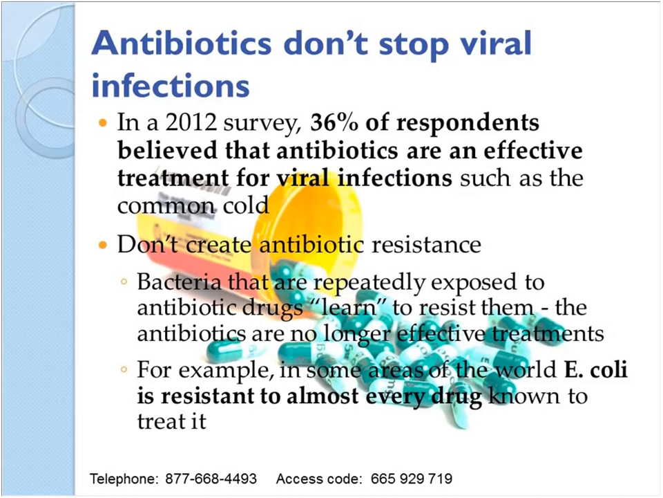36% of respondents in a survey as recently as 2012 thought that they should take antibiotics for a viral infection like the common cold or the flu. So the bacteria repeatedly exposed to antibiotic drugs, it kills the weak ones and the strong survive. And the strongs learn not to respond to the antibiotic. They learn how to avoid the antibiotic. So, for example, in some areas of the world, one microorganism, Escherichia coli, is resistant to almost every drug known to treat it because we have so overused antibiotics mistakenly with viral infections.